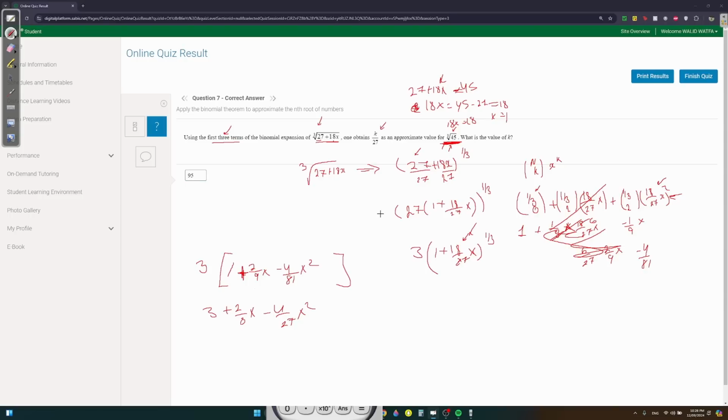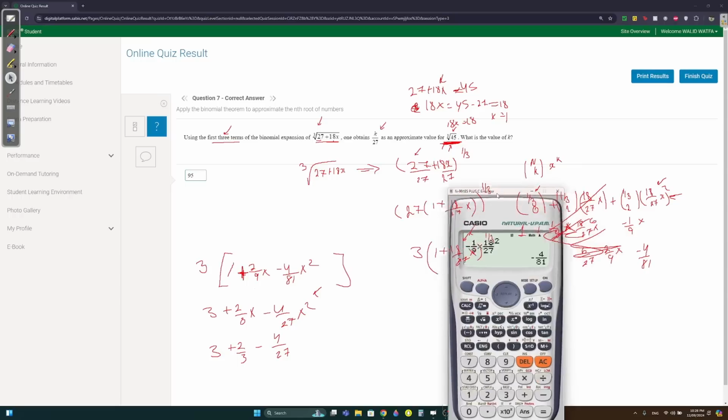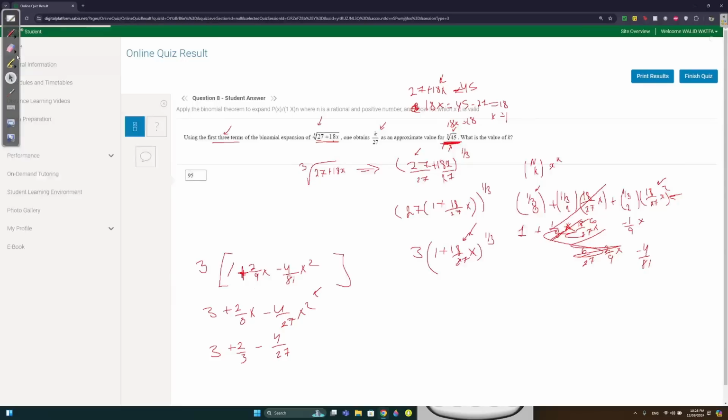So what do I substitute x with? We're going to substitute x with 1. So 3 plus 2 over 3 minus 4 over 27. Why? Because 1 times this is just the same thing, and 1 squared, which is just 1, times this is the same thing. Now you should get on your calculator: 3 plus 2 over 3 minus 4 over 27 is 95 over 27. They just want the numerator, so it's going to be 95.